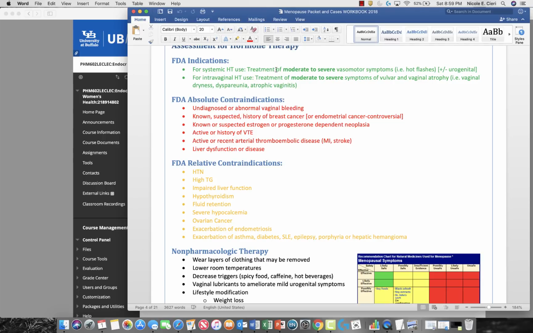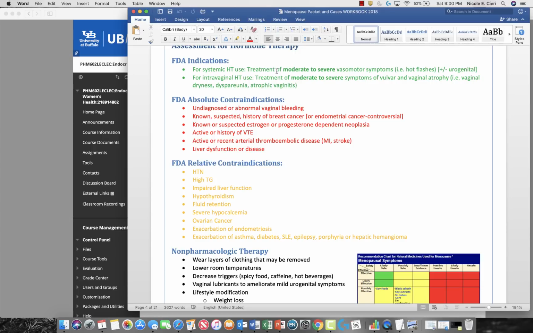We have to remember that when we're treating patients, they have to be displaying moderate to severe symptoms. So either moderate to severe vasomotor symptoms or moderate to severe urogenital symptoms. That means that they're significantly impacting the woman's life. Mild symptoms should be treated with non-pharmacologic or OTC options and would not qualify the woman for hormone therapy because the benefit would not outweigh the risk.